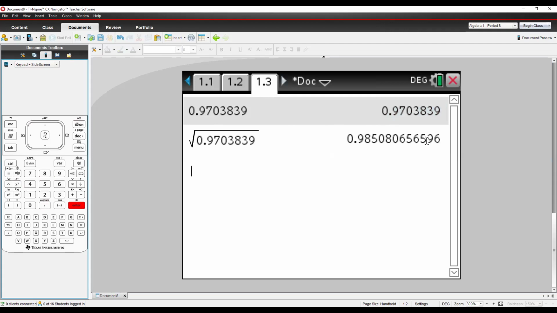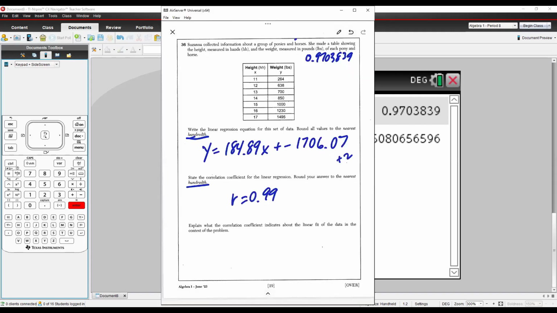This number right here is the correlation coefficient, and they want us to round it to the hundredths place. So it's going to be 0.98. Look to the right, it's 5 or above, so we're going to give the 8 a shove. So our correlation coefficient is going to be r equals 0.99. That's the correlation coefficient. All right, so if I go back, I can finish this up now.